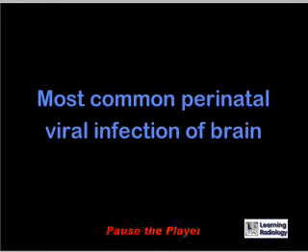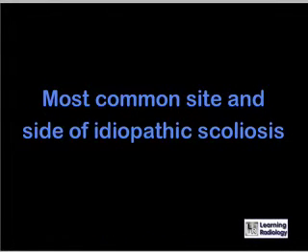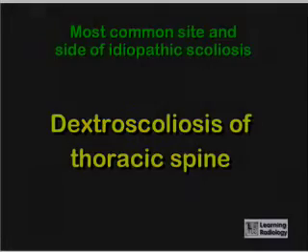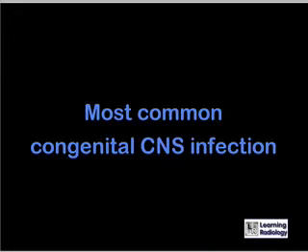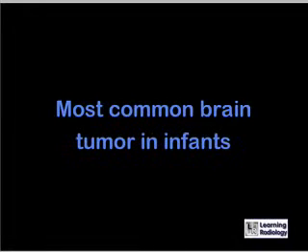What is the most common perinatal viral infection of the brain? Cytomegalovirus. What is the most common site and side of idiopathic scoliosis? A dextroscoliosis of the thoracic spine. What is the most common congenital CNS infection? Cytomegalovirus. What is the most common brain tumor in infants? Teratomas.